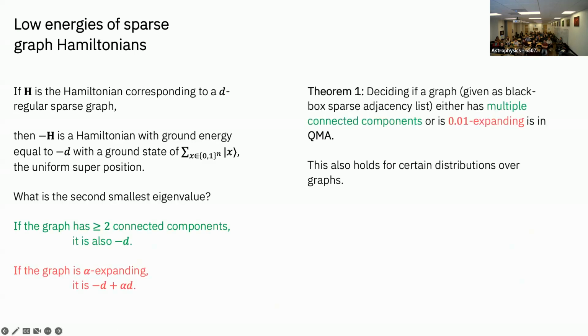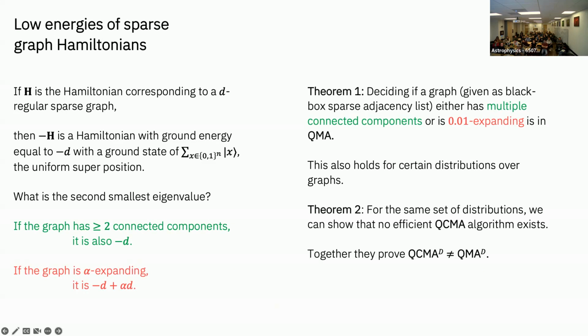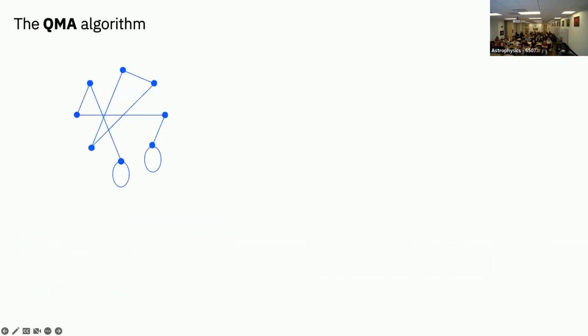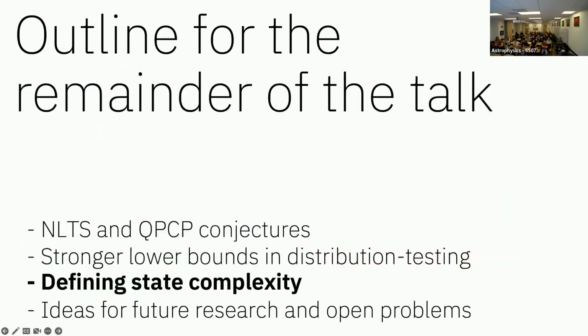And that's what we say: there's this problem in QMA, which is deciding if a graph, given in this sparse model, has many components or is expanding. That problem is in QMA. But you can prove that under some small perturbation that problem is not in QCMA. We give the strongest known separation between these two complexity classes, which suggests that ground states are very hard to describe.